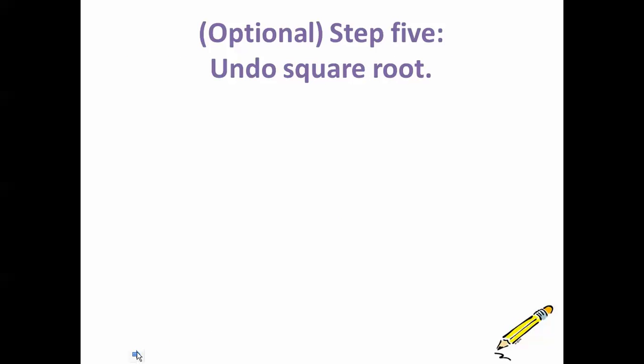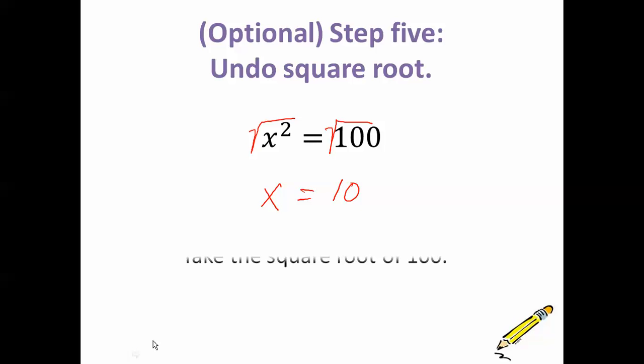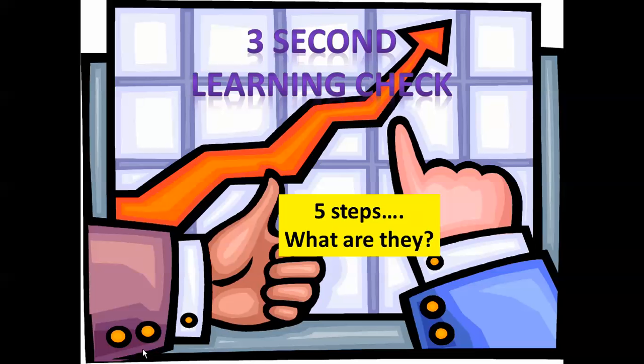And our last step, which is optional, we only have to do it when we have a squared term. We have an x squared, so to get rid of the x squared, we take the square root. So the square root of x squared, those are opposites. That leaves us with x, and the square root of 100 is 10. Alright, again, 3-second quick learning check. Talk to your partner about what the 5 steps are.